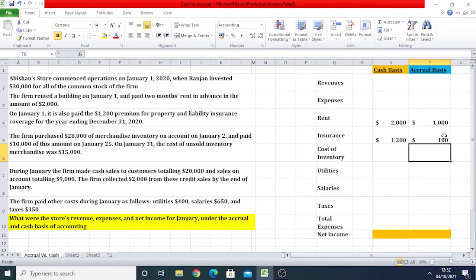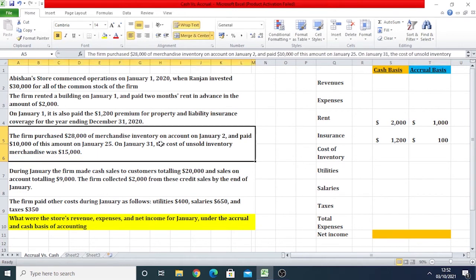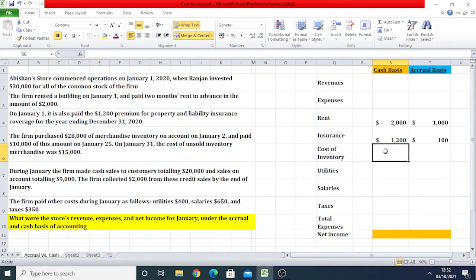The firm purchased $28,000 of merchandise inventory on account on January 2nd and paid $10,000 of this amount on January 25th. On January 31st, the cost of unsold inventory merchandise was $15,000. Under cash basis, the business will record $10,000 as cost of inventory sold since the cash went out. Under accrual accounting, the business will record $13,000 as cost of inventory for January.